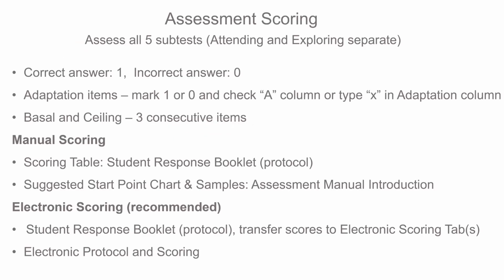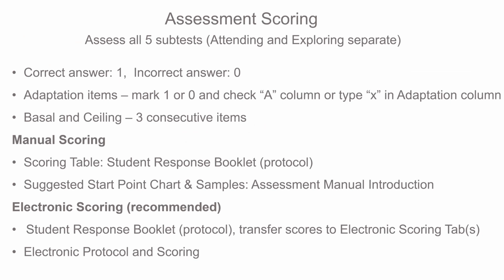So let's take a look at scoring. We're going to look at assessment scoring, hand scoring first, and then we're moving on to electronic scoring and creating groups. So in assessment scoring, you'll be assessing all five of the subtests because attending and exploring is separate. That's already happened by the time we get here.